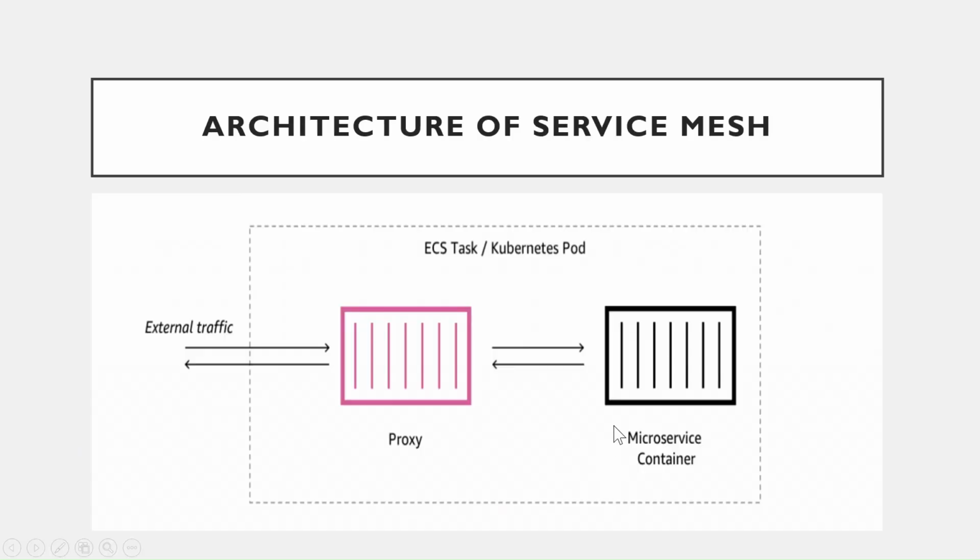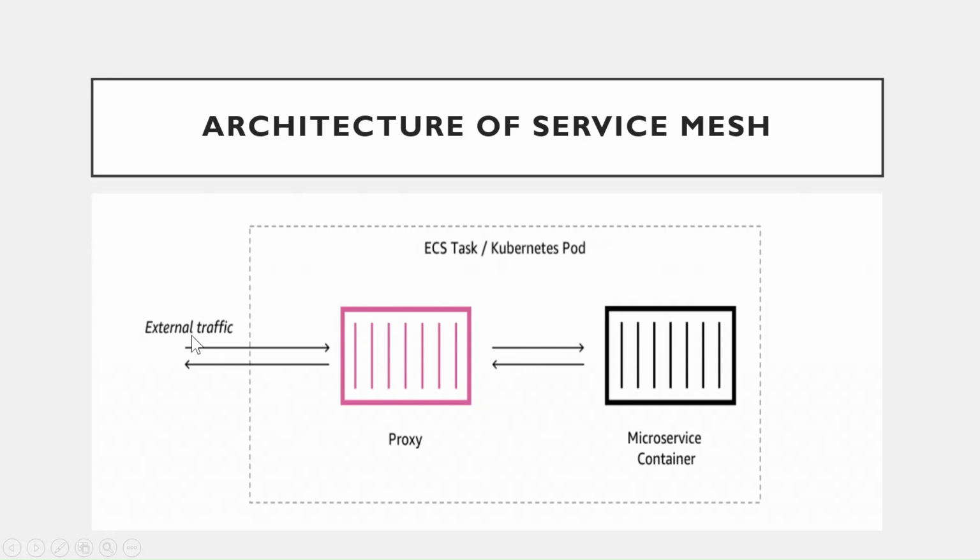Now let's see the architecture of service mesh. So this is the microservice container. It's like a larger app running inside the container. So this is the proxy. It's a separate component that sits in front of the microservice. It handles all the communication coming in and out of the microservice. This proxy can handle and monitor and secure the traffic.